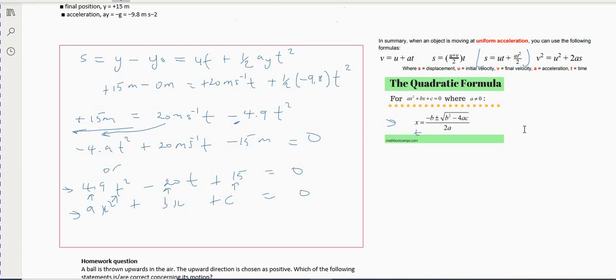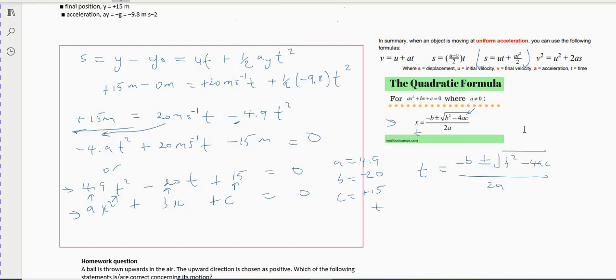So by doing that, seeing that we know what a is already, let's write a is equal to 4.9, b is equal to negative 20. We have to look at the signs in front, and c is equal to a positive 15. So wherever those variables come into this equation, we'll just write it. So instead of writing x, we'll say t is equal to negative b plus or minus square root of b squared minus 4ac, all of that divided by 2a. Okay, let's see if we can go ahead and solve this now.